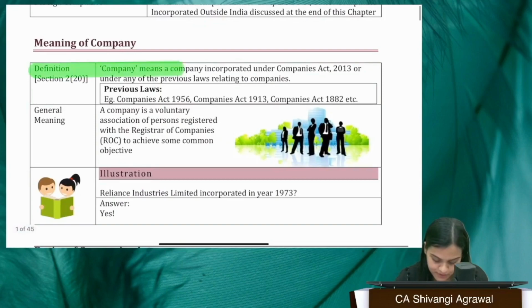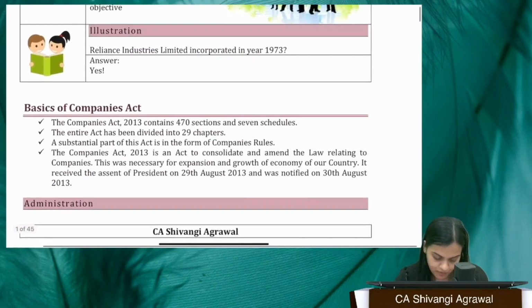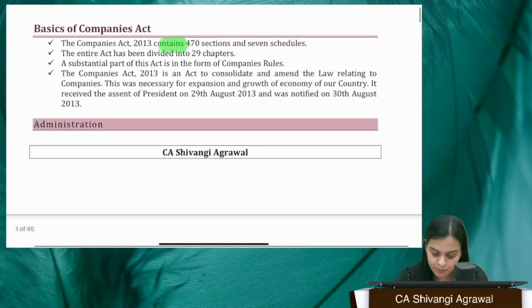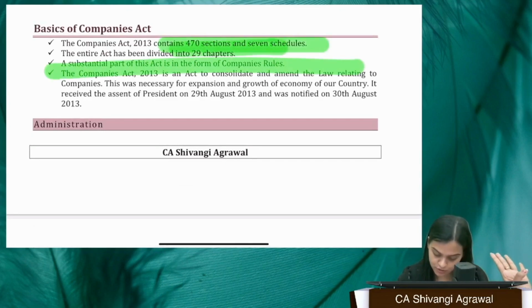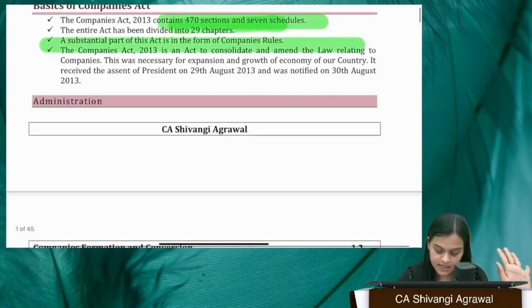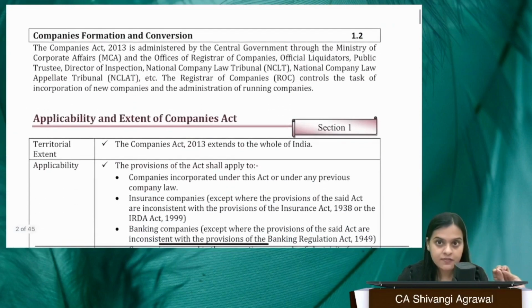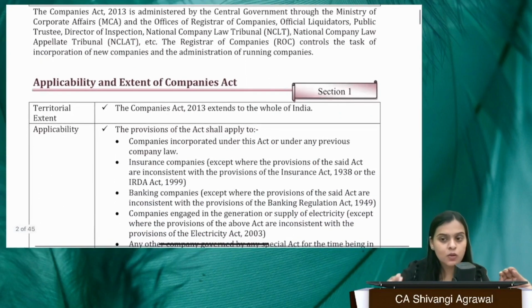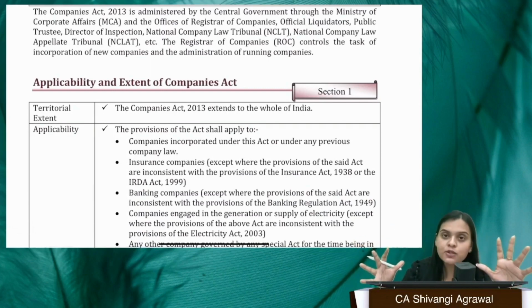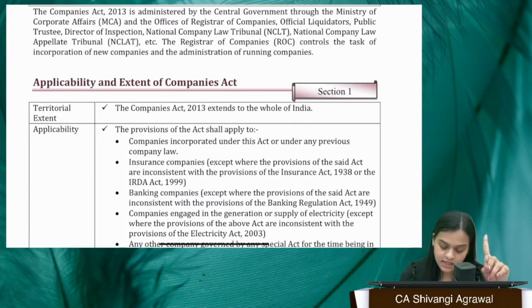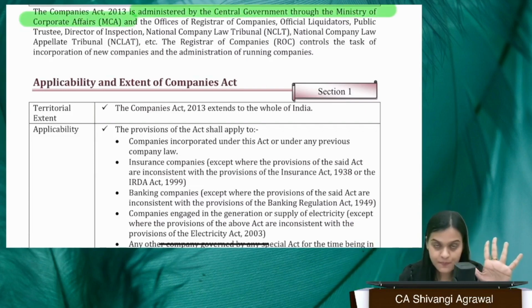The meaning of company, I have already told you, right? The basics of company: 470 sections, 7 schedules, 29 chapters, a lot of rules. Received the assent of the President on 29th August, and was notified on 30th August 2013. If I talk about administration, slowly and gradually I'll be telling you this because we have a lot of things. The first thing that you know is that it is administered by CG through the Ministry of Corporate Affairs.